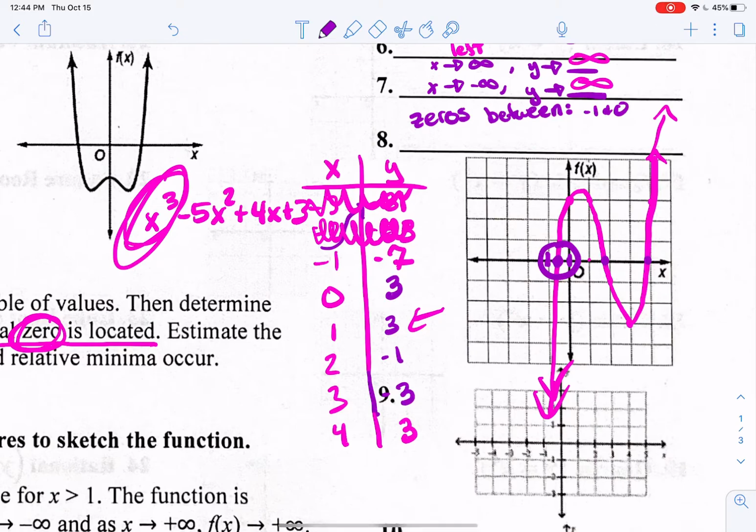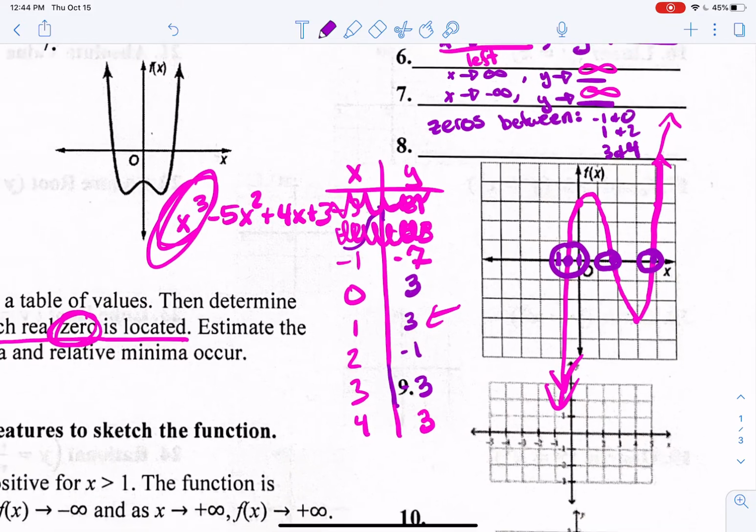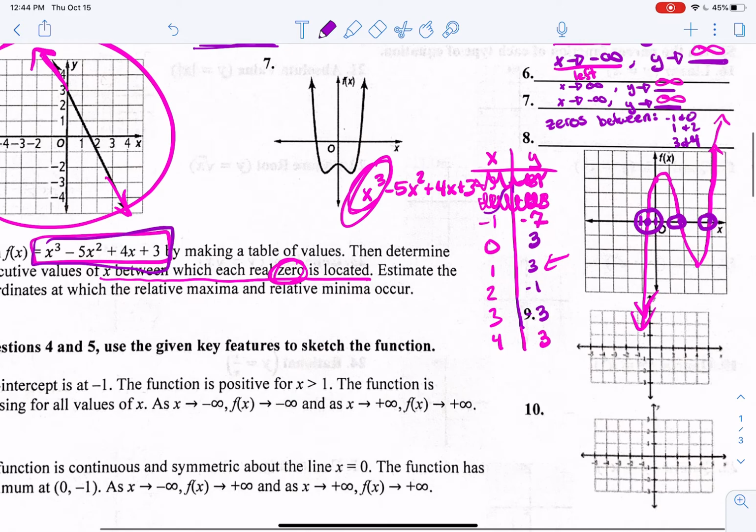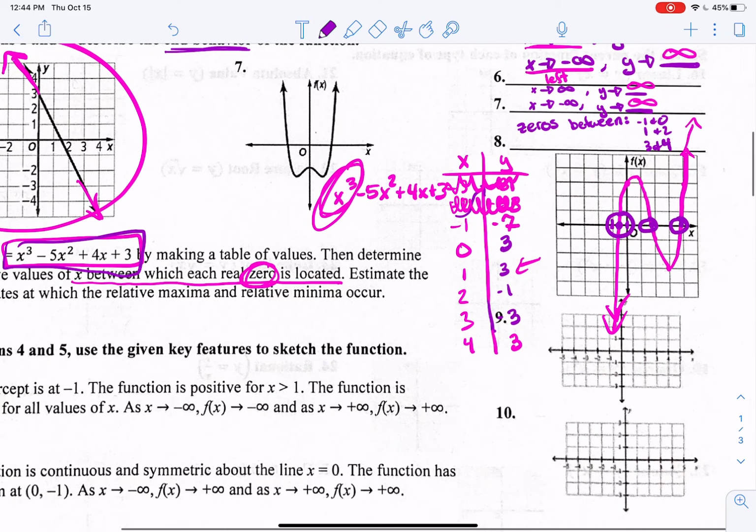This zero right here is occurring between 1 and 2. And this last zero right here is occurring between 3 and 4. Those are my three zeros that I have. All right, then the last thing, estimate the x coordinates at which the relative max and relative min occur.